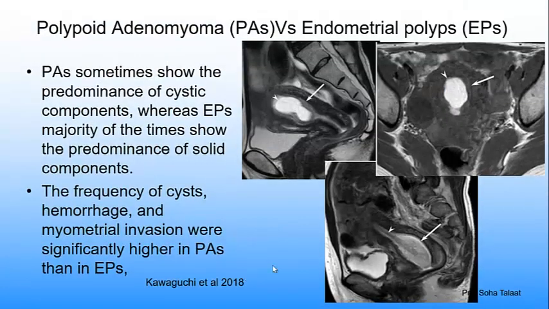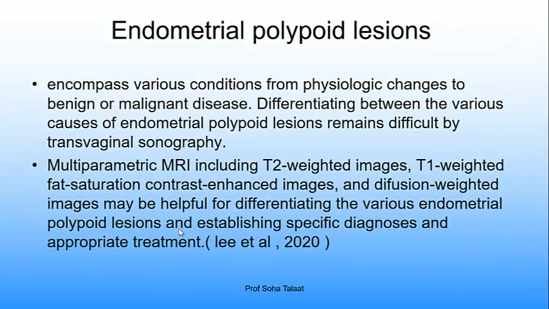This is also another paper about polypoid adenomyoma versus endometrial polyp. The authors said that polypoid adenomyoma sometimes shows predominance of cystic components, whereas the majority of endometrial polyps are solid, with only minimal cystic changes. So this is a polypoid adenomyoma, and this is a polyp. The frequency of cysts, hemorrhage, and myometrial invasion is significantly higher in polypoid adenomyoma than in endometrial polypoidal lesions.